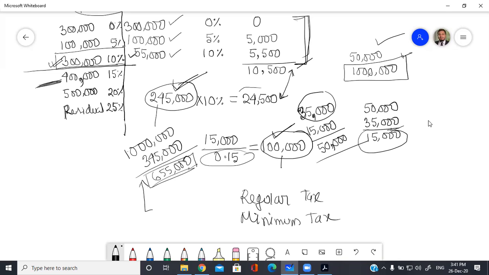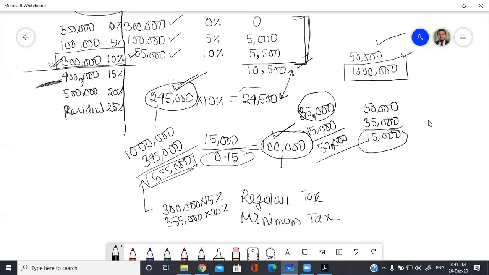In that case, for calculating the tax for 655,000 taka, we need to calculate tax on 300,000 at the rate of 15%, then 355,000 at the rate of 20%. Have we got it? Yes, sir.